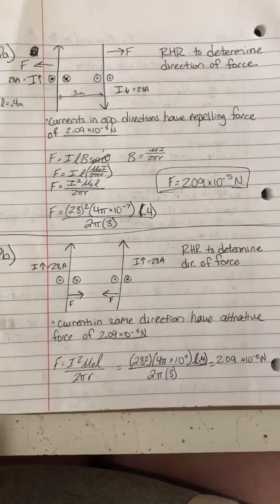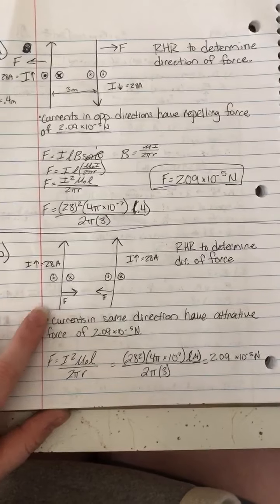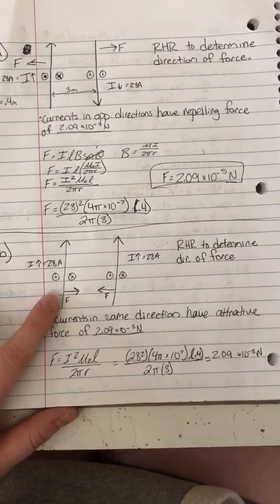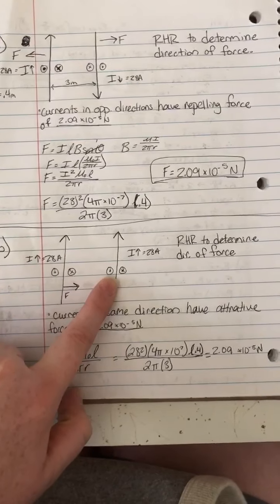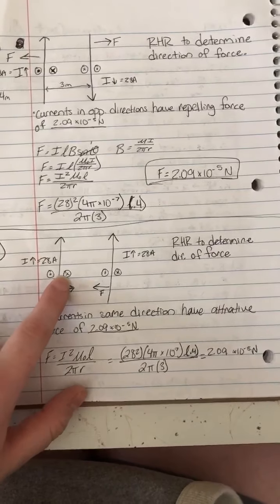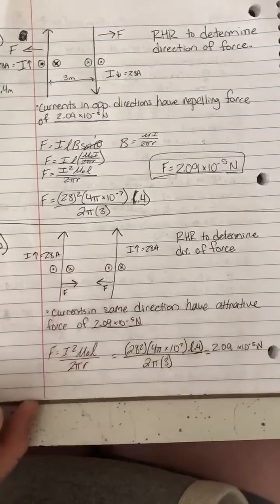And for part B, all of the information was the same, so the only difference was we used the first right-hand rule to determine the direction of the field again, and as you can see, one went into the board and one came out of the board.